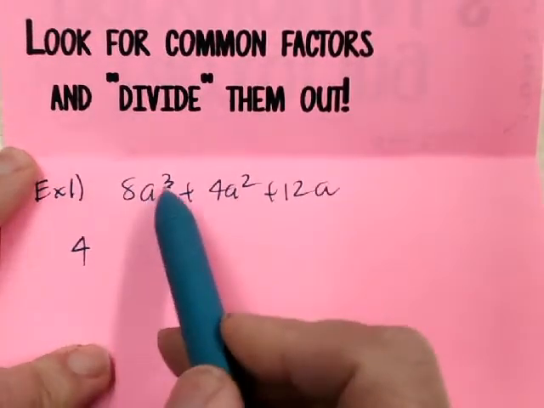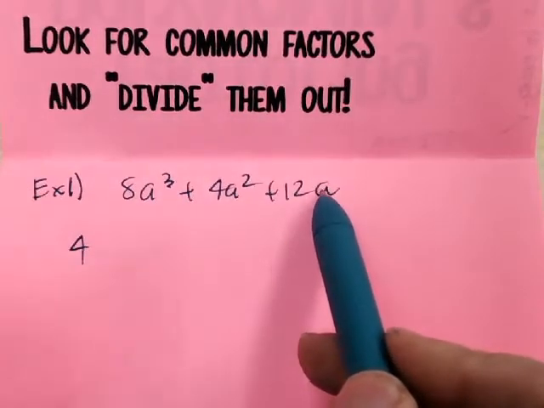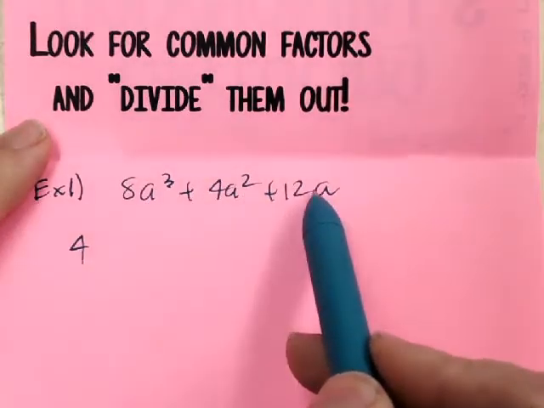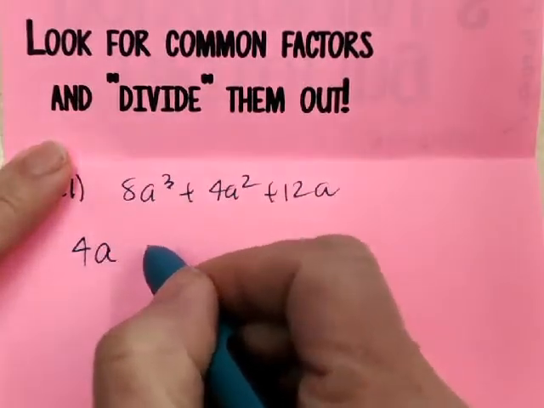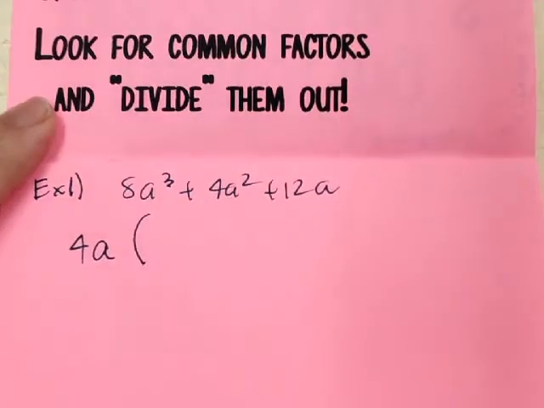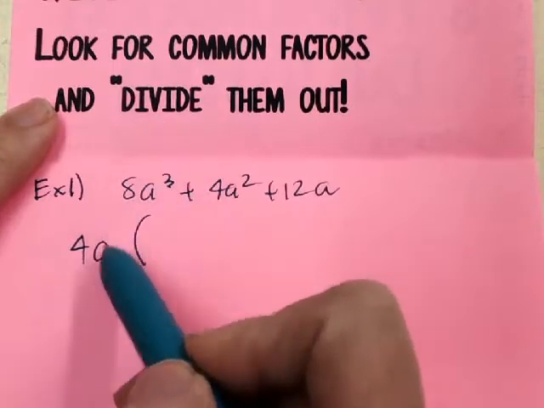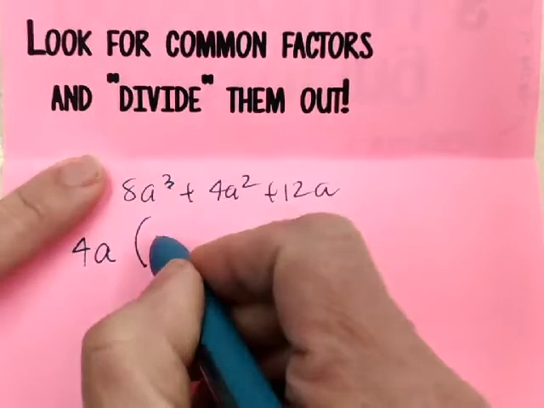And a cubed, a squared, and a, they only have one a in common. I can't take 3 a's out because there are only 2 here, there's only 1 here. So I can take out a 4a. And now here's where I say you're going to divide it out. If you want to look at it this way, 8a cubed divided by 4a is going to give me 2a squared.